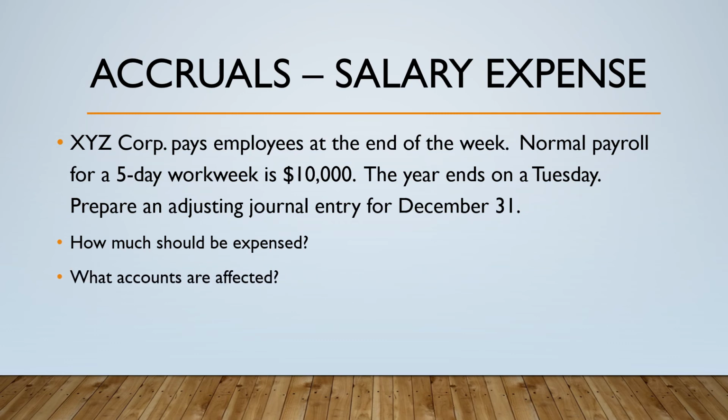Now, what accounts do you think would be affected? Well, the first account that you will see would be salary expense. The salary expense is going to be the debit. Now the salary is still due. We still have to pay it in the future. Therefore, this is going to be a payable. So the balance sheet account that we would use would be salary payable, and that would be our credit. And so our journal entry would be salary expense debit for $4,000, salary payable credit for $4,000.